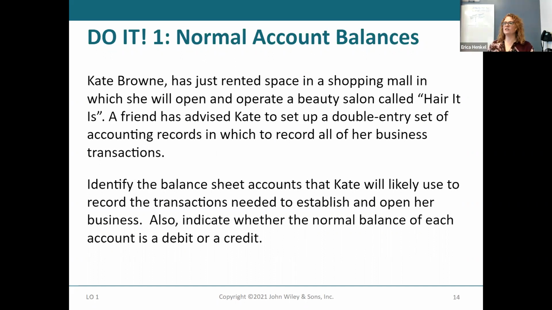Go ahead and brainstorm with the person next to you or somebody around you and think, all right, what kinds of transactions do you think Kate's going to have? And what do we think we would need for accounts? So think about assets, liabilities, owner's equity, and also think about revenues and expenses, okay? And then we'll come together as a group and go through what people came up with. So we'll make a list.